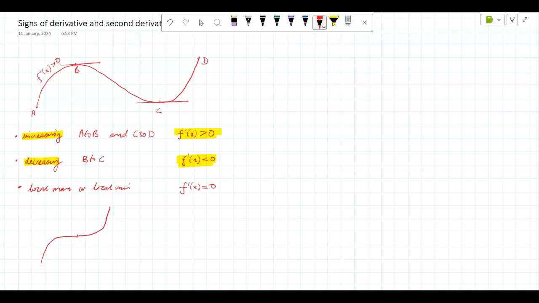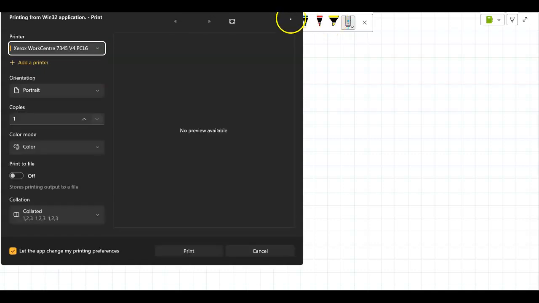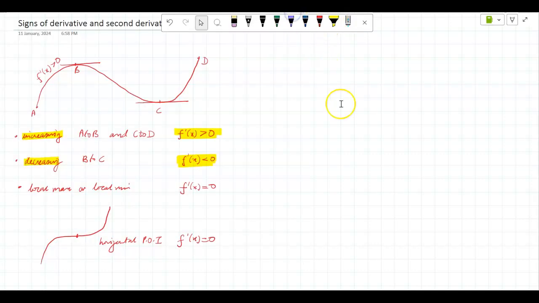Like the graph of x cubed. So for the horizontal point of inflection also, your first order derivative is 0. So if your first order derivative is 0, there are three things: it can be a local maximum, a local minimum, or a horizontal point of inflection. Basically any time it's touching only once, unless it's like y is equal to 4. The first order derivative has to do with increasing and decreasing.